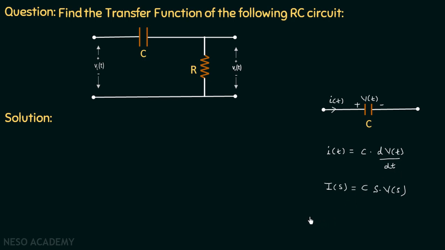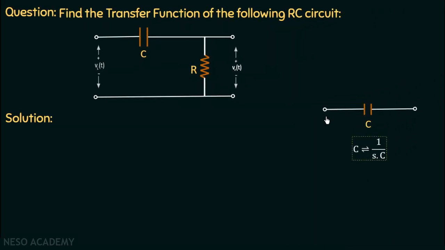Now if we take the ratio V(s) over I(s), we get the impedance offered by this capacitor in the circuit, and it is given as V(s) over I(s) equal to 1 over sC. In this way the Laplace transform of a capacitor is given as 1 over sC. So now we know how the Laplace transform of a capacitor is given as 1 over sC. We will continue with our solution.